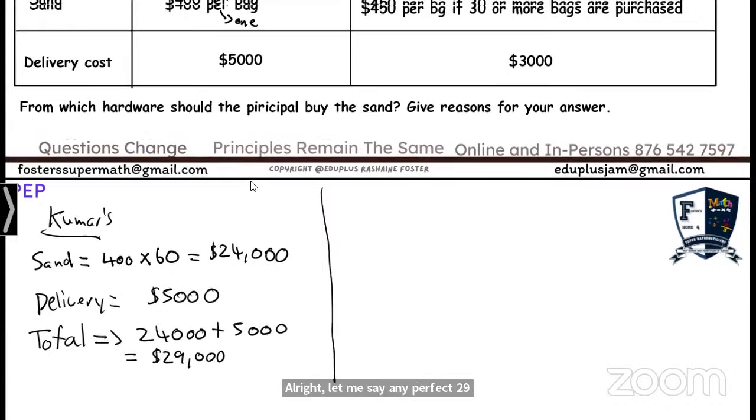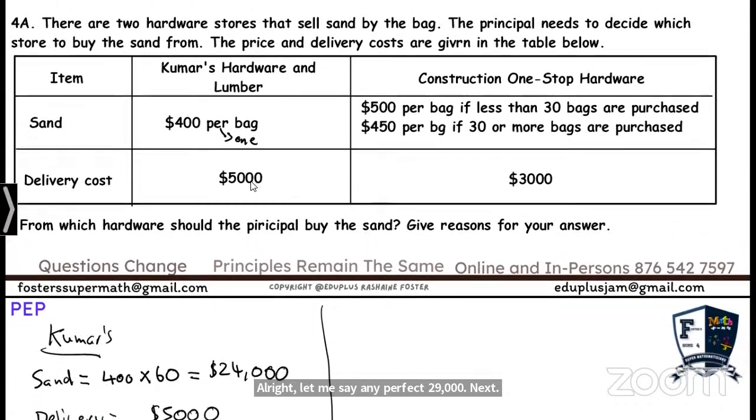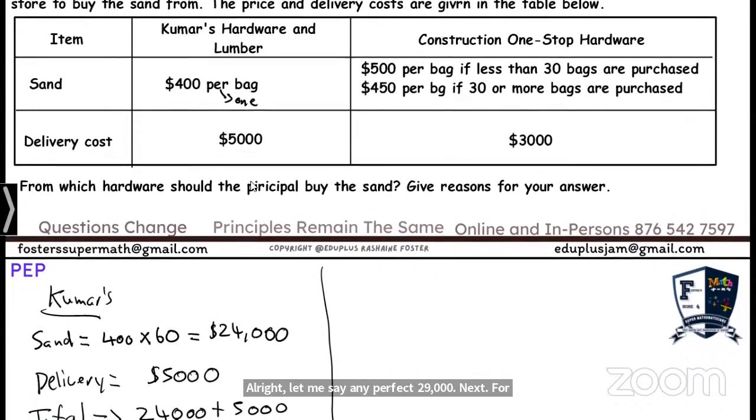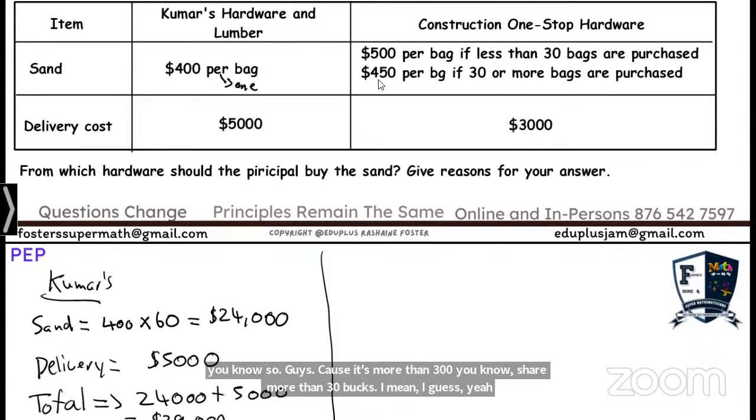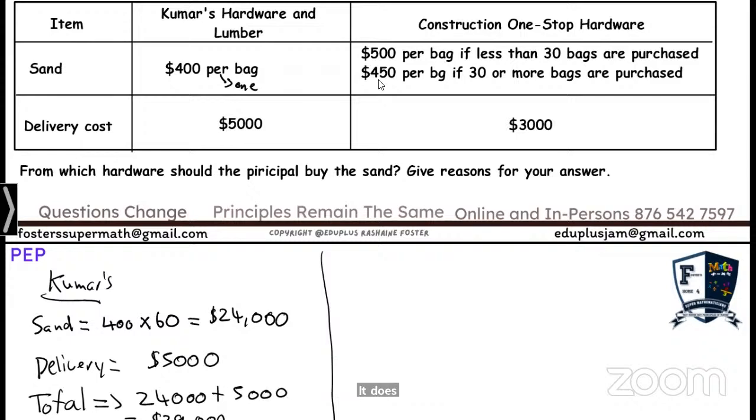Next, for construction one stop, there are two options. Which one are we supposed to use, the $500 or the $450? How much are we going to pay? 500 per bag? Why are you going to pay 450? 450 because it's more than 30 bags. Say more than 30 bags again. We already worked it out in the part before.